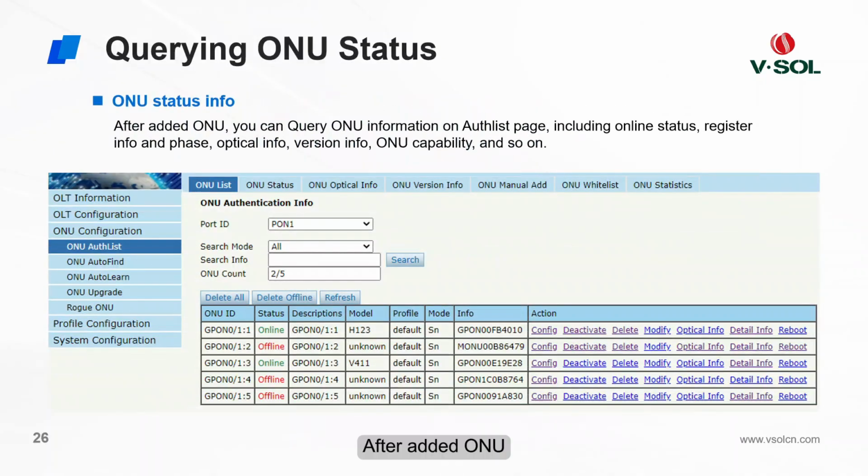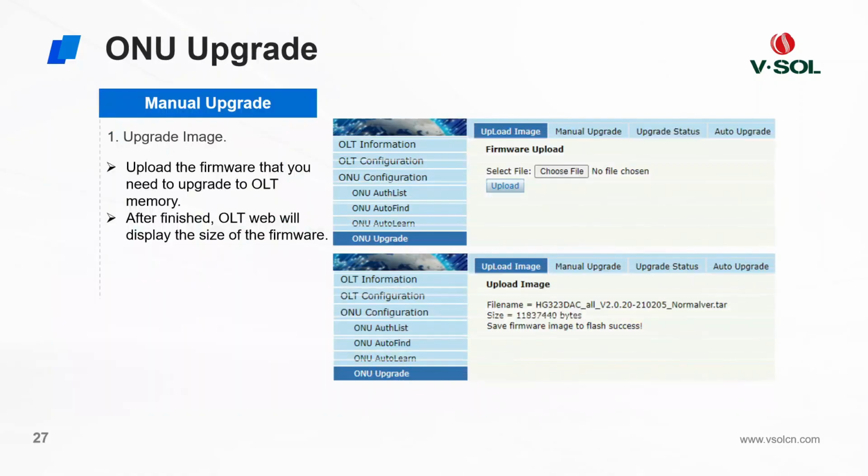After adding the ONU, you can query ONU information on the ONU list page, including online status, register info and phase, optical info, version info, ONU capability, and so on. You can also do operations and configure ONU in this table. In the first column of the ONU list table, ONU ID displays PON port ID and ONU ID. If it requires ONU ID on other pages, such as ONU upgrade, the ONU ID should not contain the PON port ID.